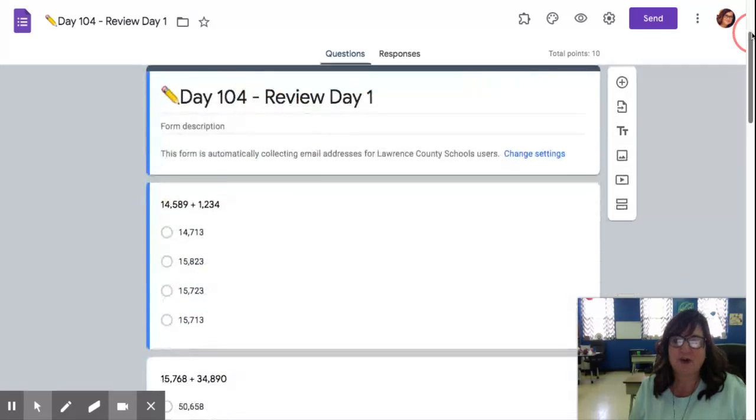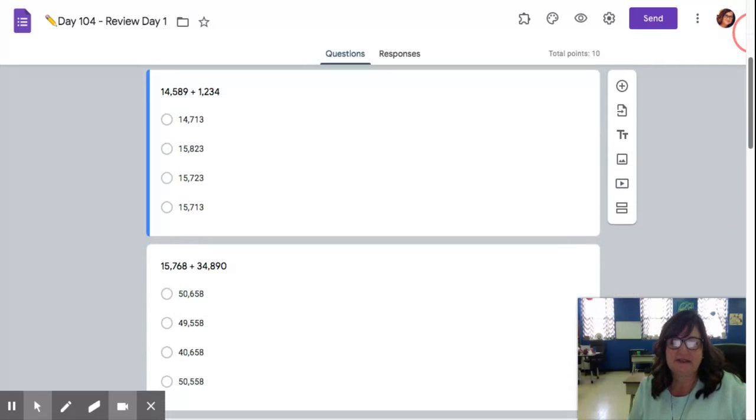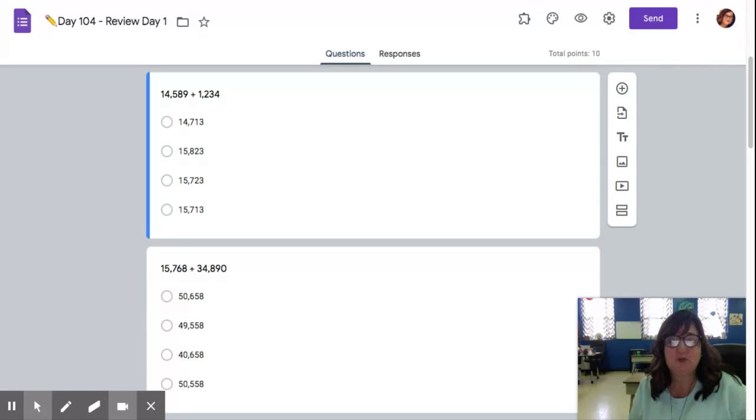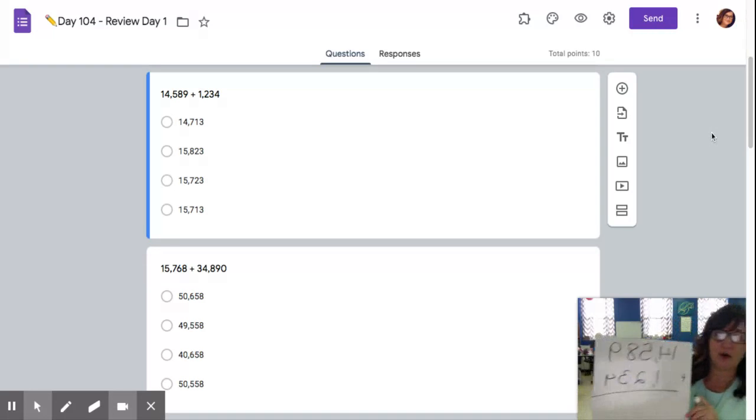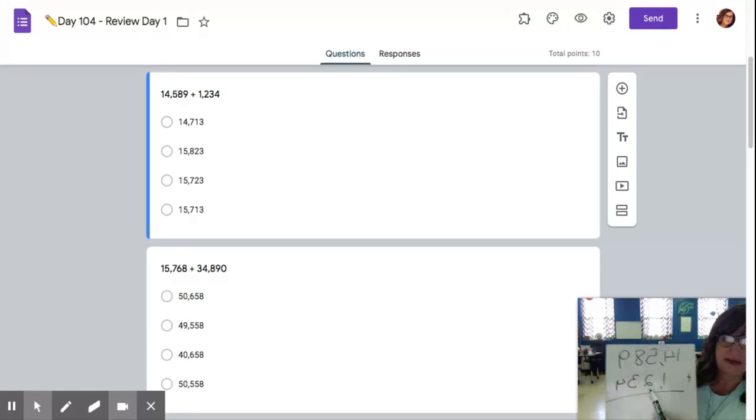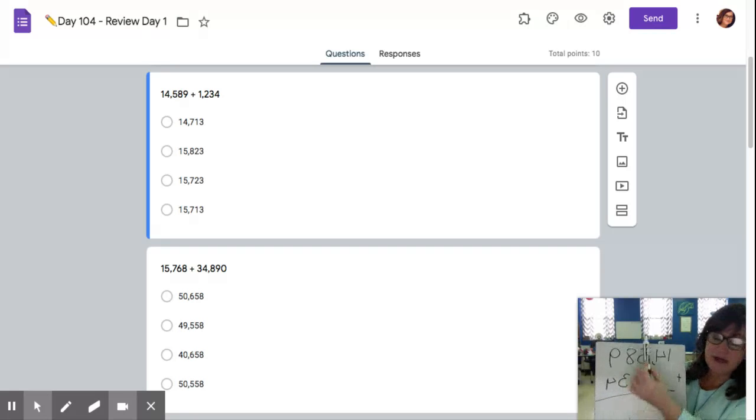Let's look at the first one. You have 14,589 plus 1,234. When you set this up, it's very important that you set up your numbers according to place value. You want your ones column together, your tens, your hundreds. You want to make sure those commas are right in line because they separate your periods. You have your thousands place and your 10,000s place. You just begin to add.